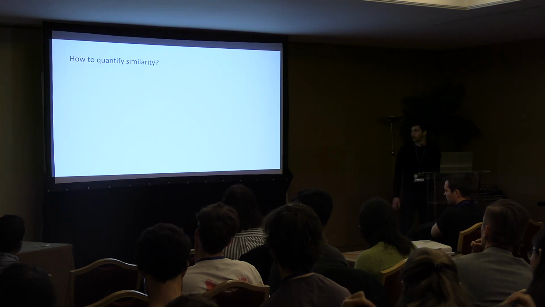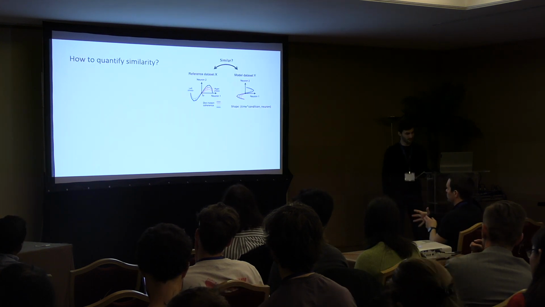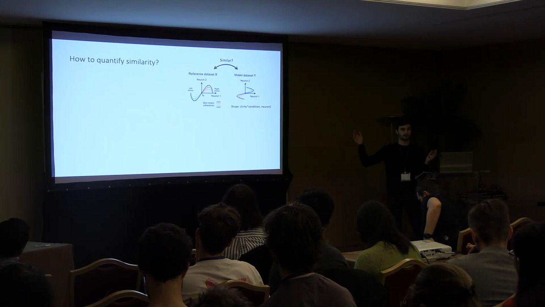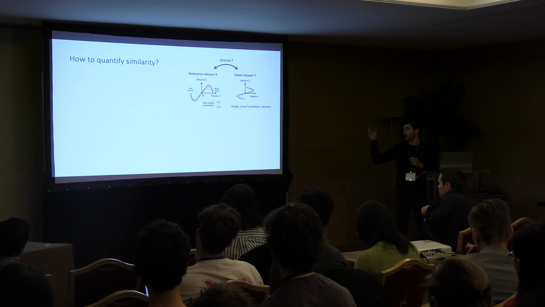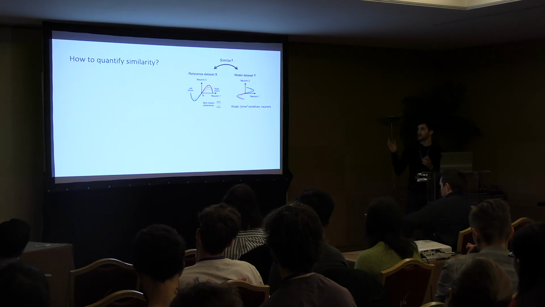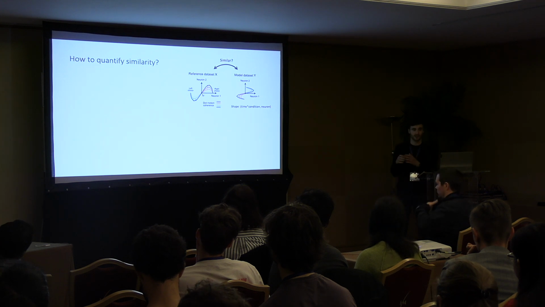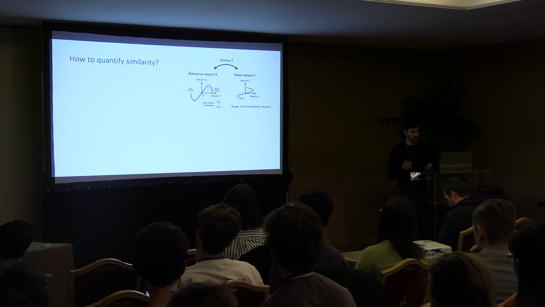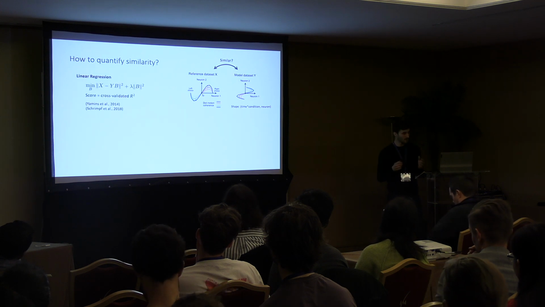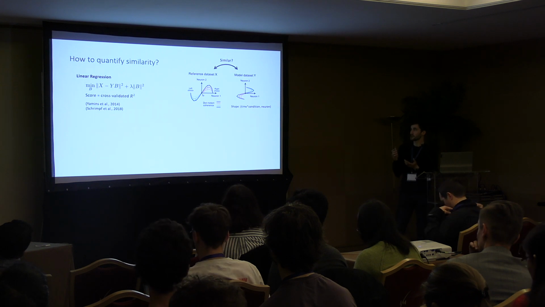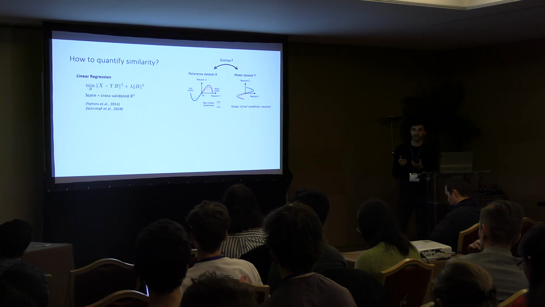So how can we quantify similarity? The problem is the following. We have some reference data set with some time-varying activity. Here in this cartoon, we have 6 conditions, one for each of the 6 colors. And we also have a model data set that has the same shape. And we want to quantify how similar they are.